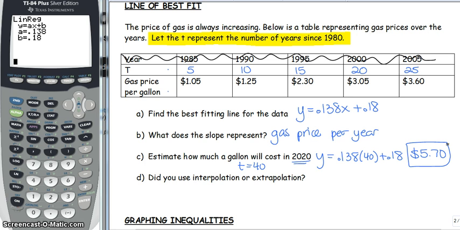Did you use interpolation or extrapolation? So our data ranged from 85 to 2005. 2020 happened outside of that data set. Remember, think about interior, exterior. Interior, a house, is inside; exterior is outside. So interpolation would be inside of, so between 1985 and 2005. It didn't happen inside, it happened outside, so that's extrapolation.